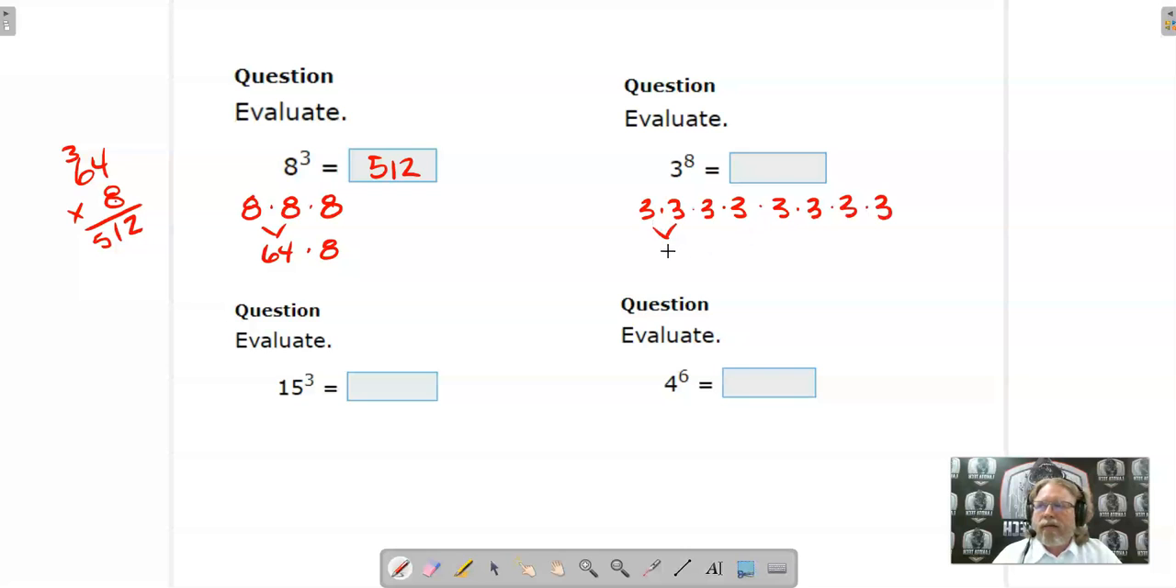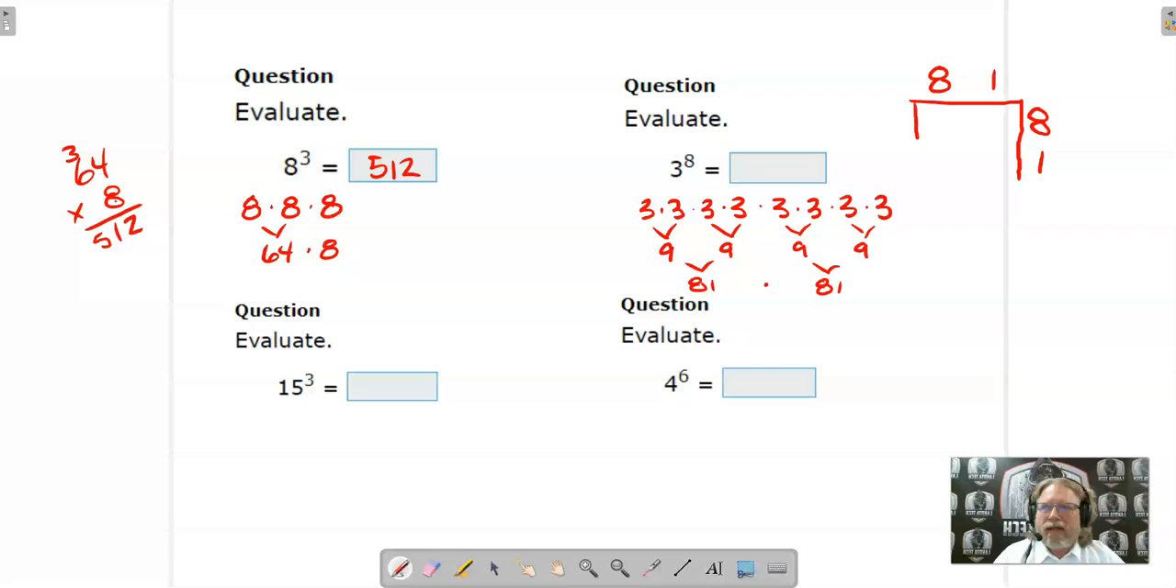Now, I could do 3 times 3 is 9, and these two here make 9, and these two here make 9, and these two make 9. Then 9 times 9 is 81, and 9 times 9 is 81, and then I have 81 times 81. For that one, I might want to use the lattice method. So for the lattice method, I'll put 81 and 81. The reason we call this a lattice method is that whenever you get done creating this thing, it looks like a lattice fence. That's where it gets its name.